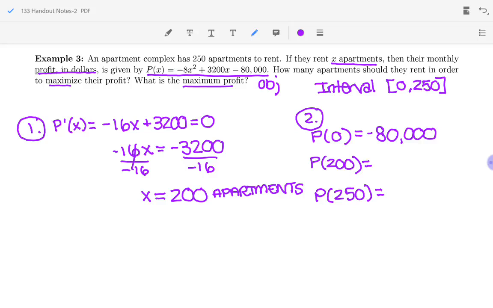If we plug in P of 200 into the original function here, negative 8 times 200 squared plus 3200 times 200 minus 80,000, you should get 240,000. And this is dollars, so that month they make $240,000 versus if they rent 0, they're out $80,000. So then we would plug 250 into the original to see if renting out every single possible apartment would make them more money. It seems like it probably would, but when you plug in 250, you get $220,000.